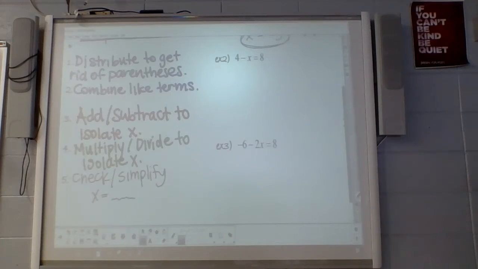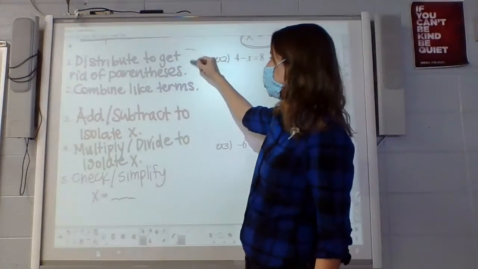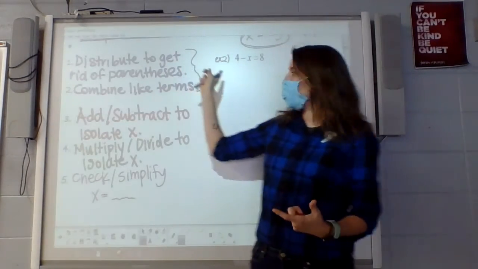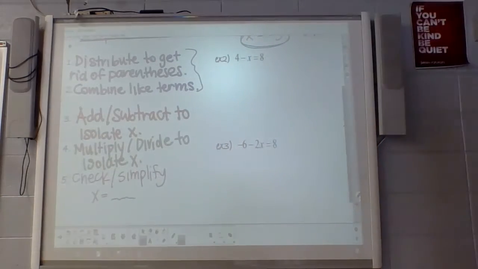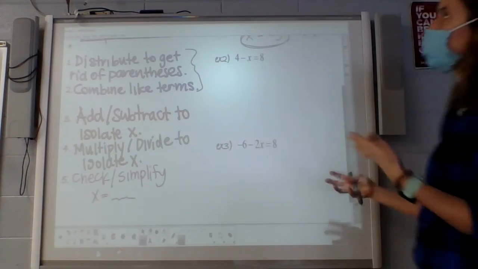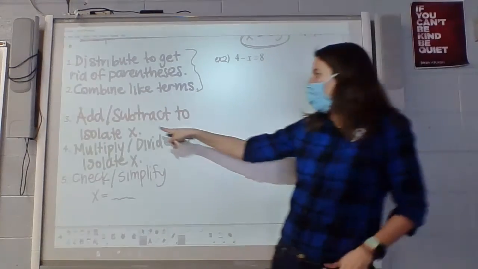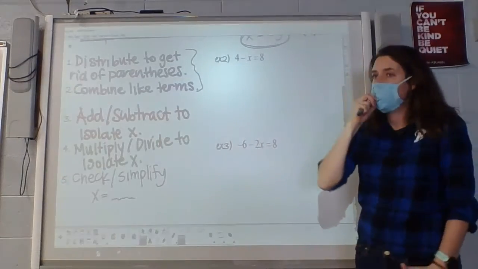But again, these first couple steps we really won't have to worry about today. There's no parentheses here, there's no like terms, so we can skip on to step 3. We're going to get into those steps next week. So add or subtract to isolate x.